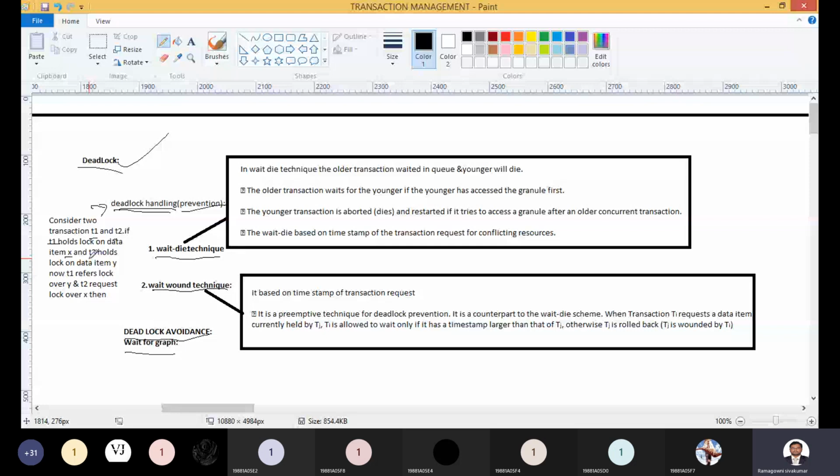So now, how do we handle deadlocks? What is the prevention? This is the answer here. We have two techniques: the wait-die technique and the wound-wait technique. By using these, we can handle the deadlock.